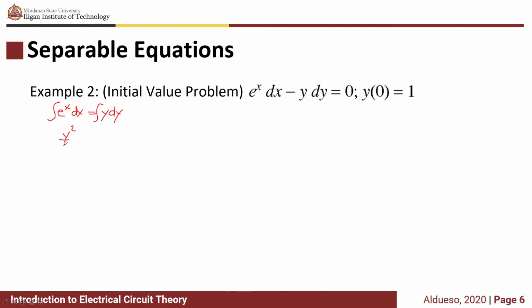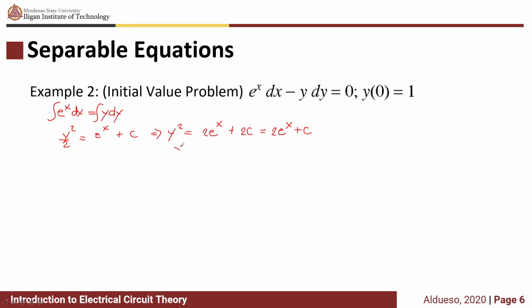y squared over 2 is equal to e to the x plus a constant c, or y squared is equal to 2e to the x plus 2c. Simply write this as 2e to the x plus c.